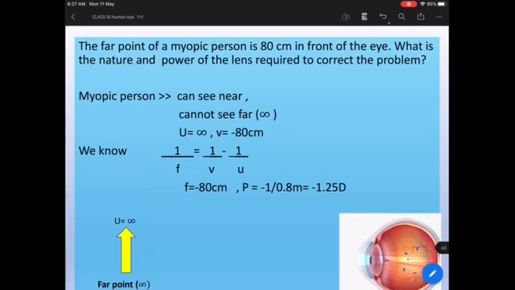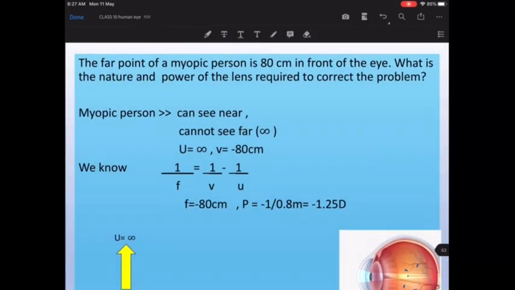Which means what kind of lens is this? Now you can see your focal length is minus. When your focal length is minus, is it going to be a convex or concave lens? Tell me quickly. If your focal length is minus, it is going to be a concave lens. Write it down.